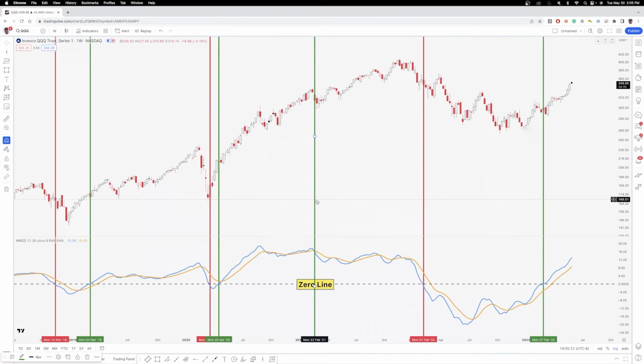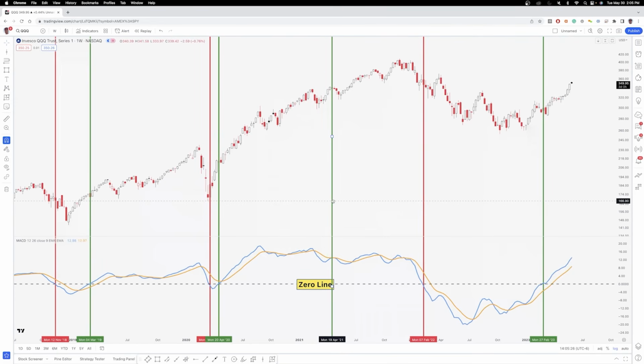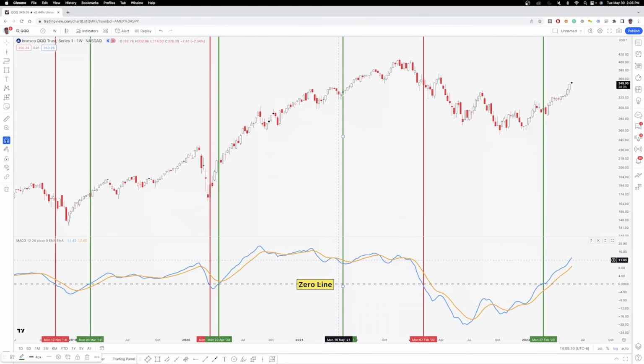And look at how long it took the MACD to really start to curl back up. You get a false signal, you continue down. But notice that you're hitting a higher low on price. And so there are times where you will get these weird false signals using the MACD.